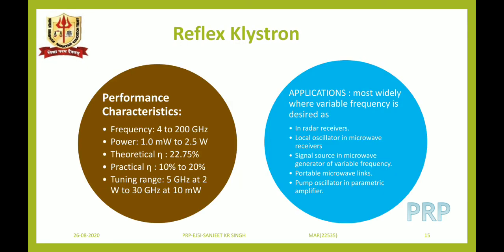Performance parameters or characteristics: the frequency of the reflex klystron can be 4 to 200 gigahertz. It is a low power device, generally 100 milliwatt, or it could be 1.0 milliwatt to 2.5 watt, and theoretical efficiency could be 22.75%, practically 10 to 20%. Tuning range can be 5 gigahertz at 2 watt to 30 gigahertz at 10 milliwatt.